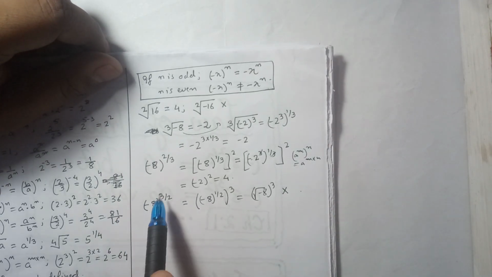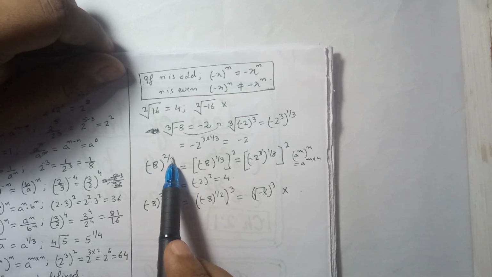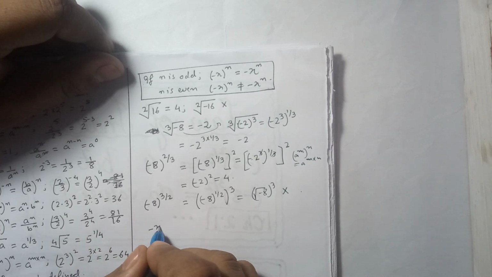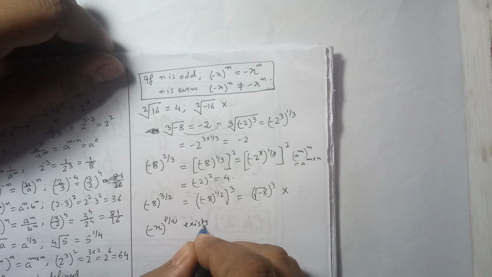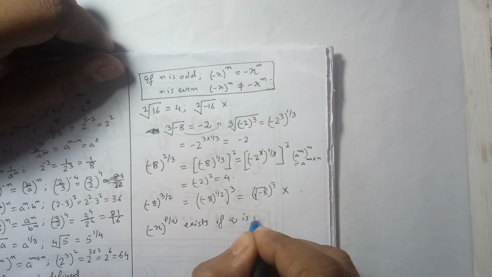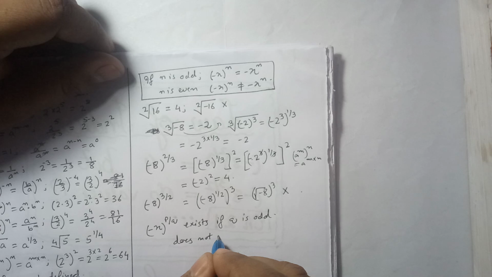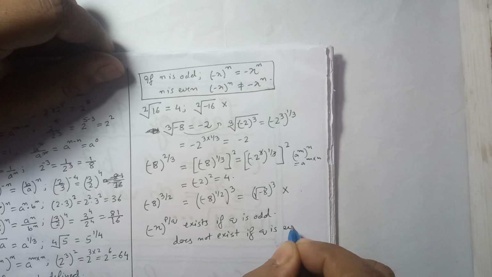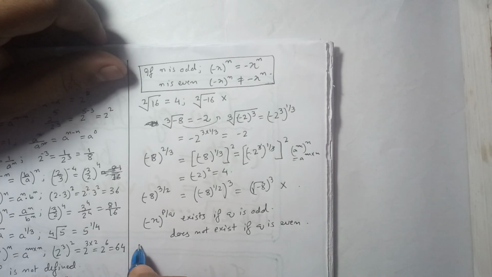So we have to remember that when we have a minus sign, if the denominator is odd, we will have some definite value. But if the denominator is even, then we do not have any value. So I can write something like this: (-x) to the power of p by q exists if q is odd, does not exist if q is even. Okay, clear? Fine.